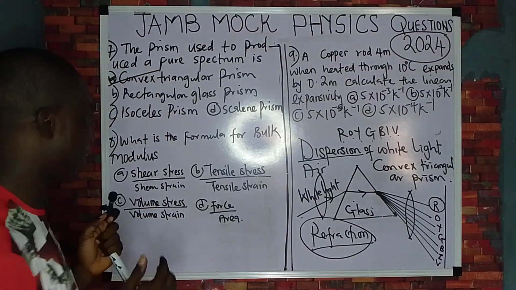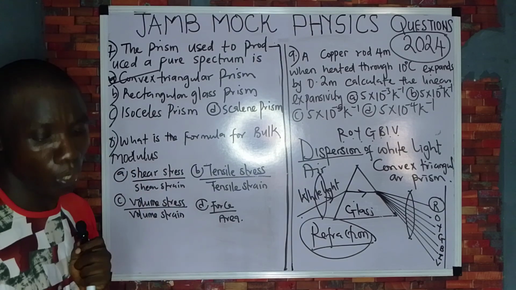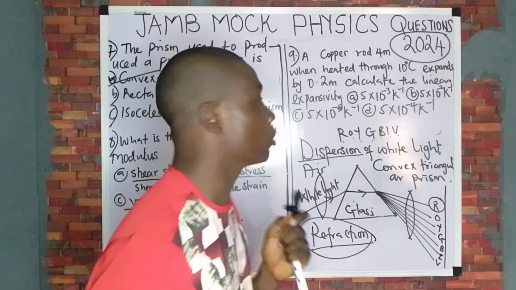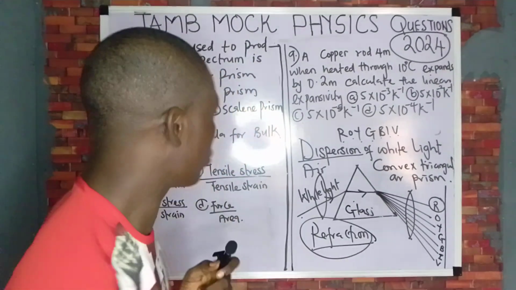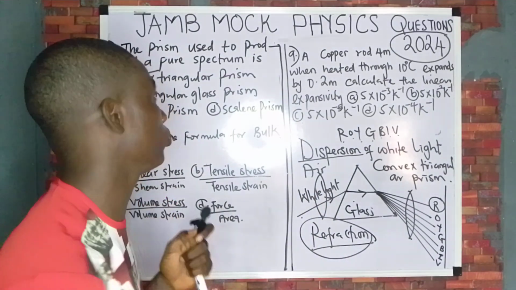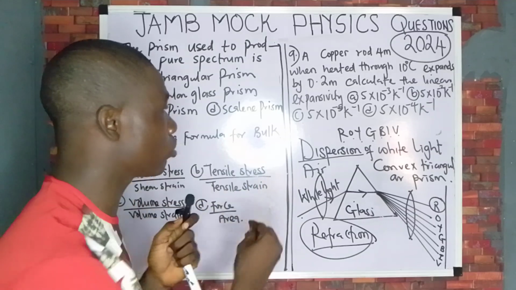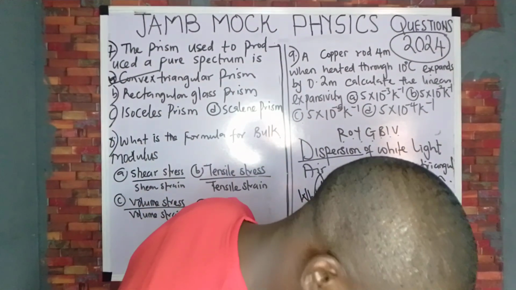Now let us go to our next question. What is the formula for bulk modulus? I know some of you are surprised because you actually failed this question. Some of you got it, but some of you failed it. So if you failed it, or you have not written JAMB, or you were not opportune to write a JAMB mock physics, please take note of this correction so you will not fail it in your next exam.